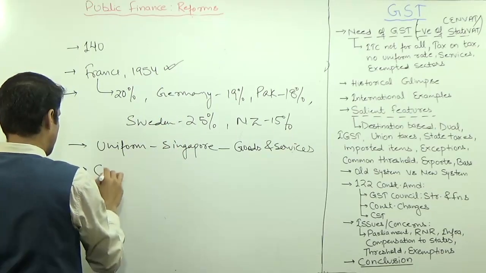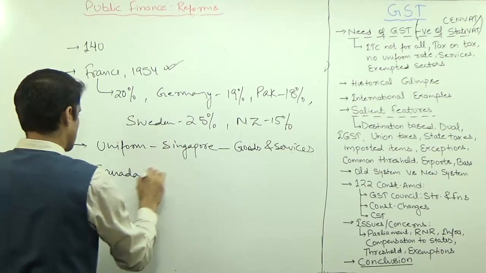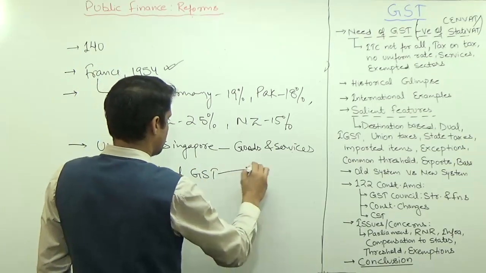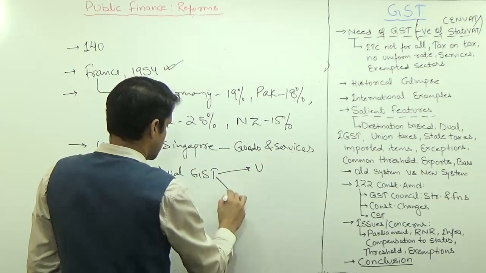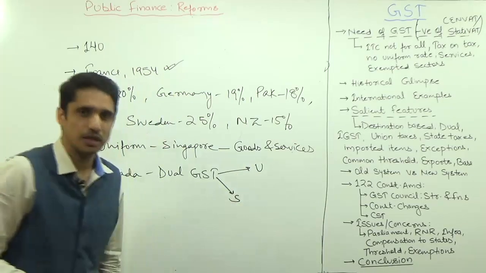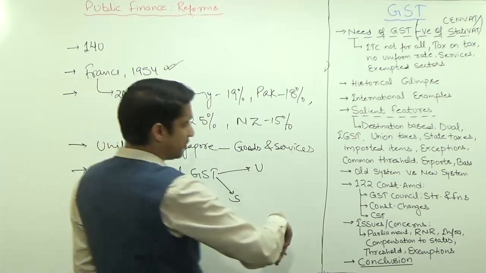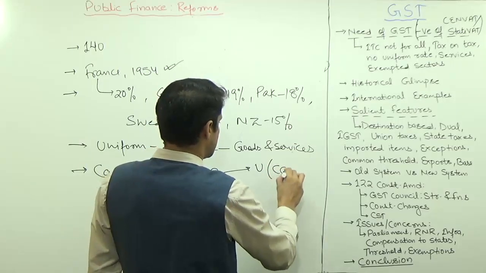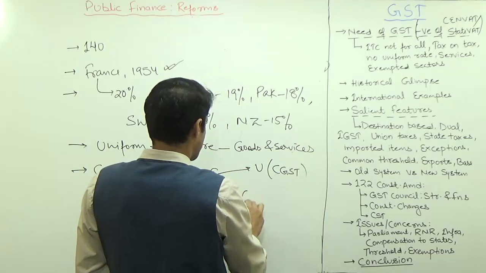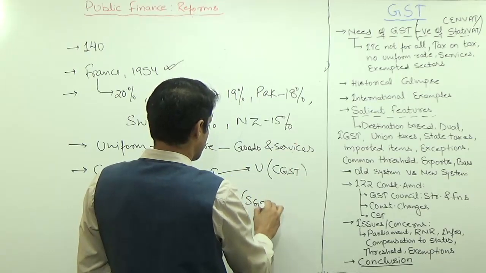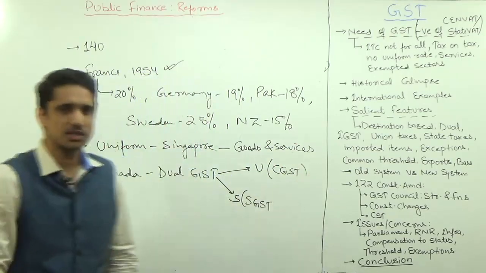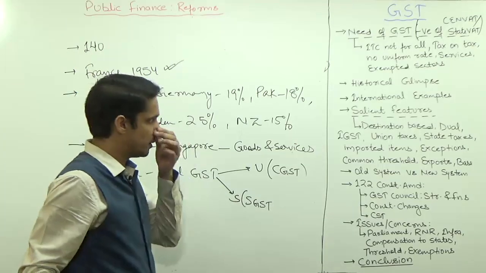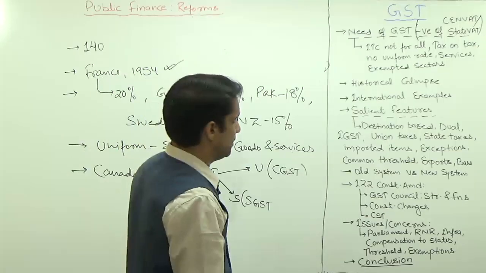In countries like Canada, they have dual GST. Dual GST means the union government also levies some tax and the state government also levies some tax. In India also we have the dual GST system. The union government is going to levy CGST, the state government is going to levy SGST, state GST and central GST. So these are some international examples where GST has already been implemented.